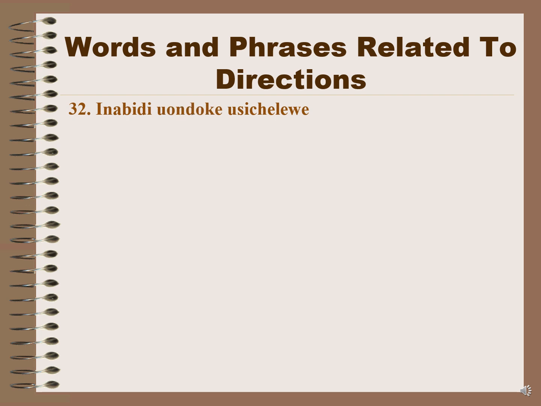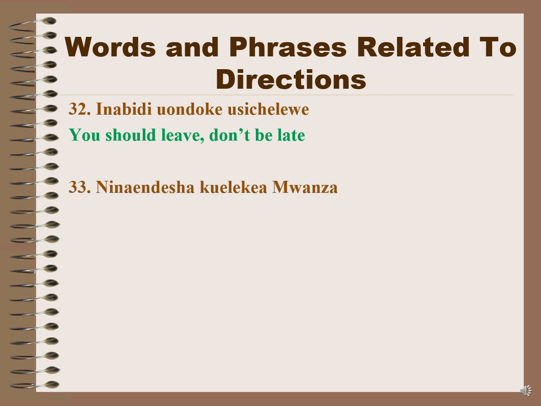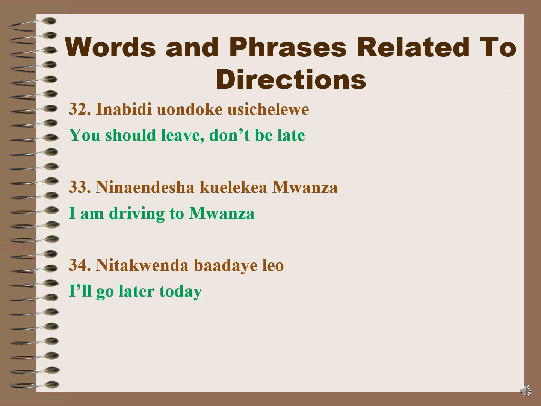Number 32. Inabidi uondoke usichelewe. You should leave, don't be late. Ninaendesha kuelekea Mwanza means I am driving to Mwanza. Nitakwenda baadaye leo. I'll go later today. Unaondoka nyumbani? Are you leaving home?